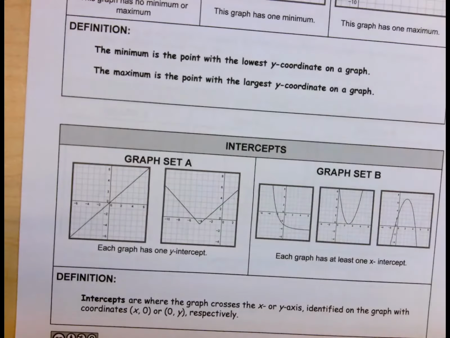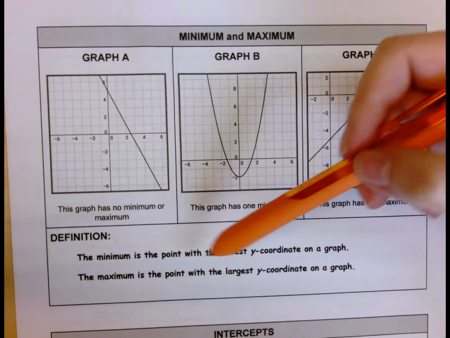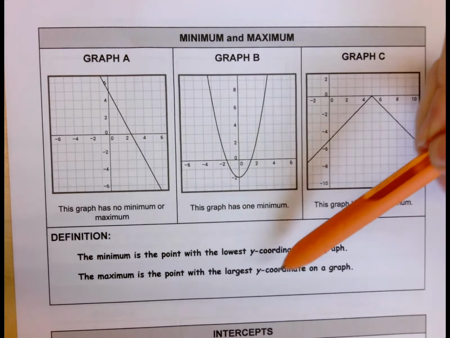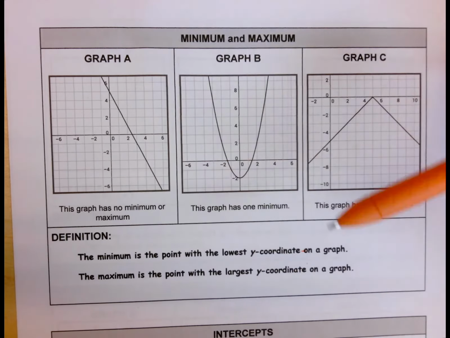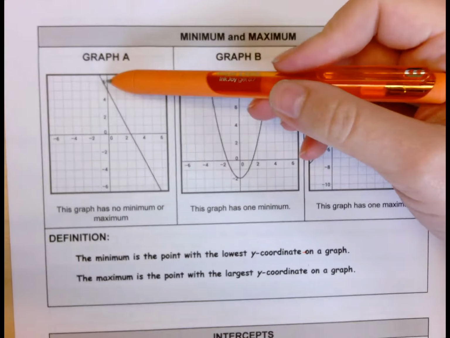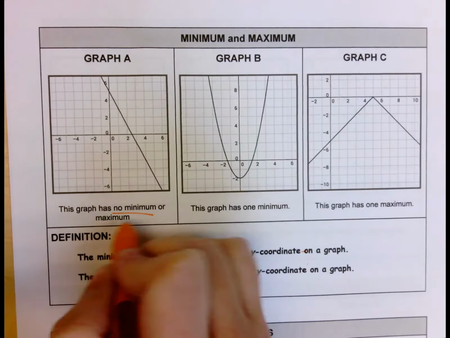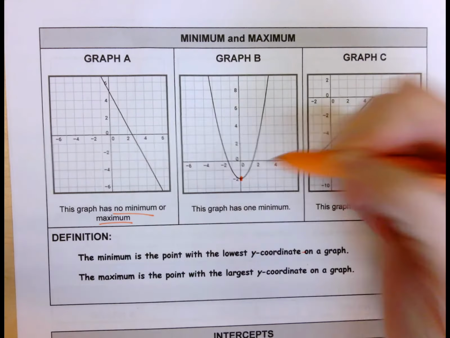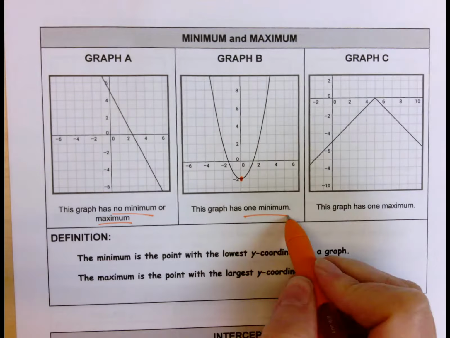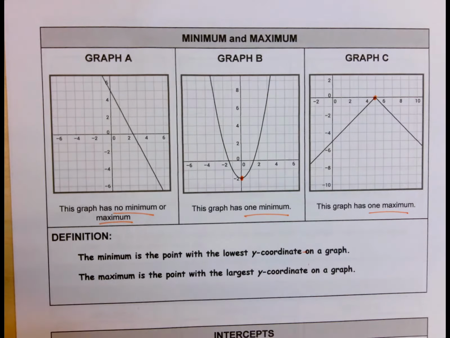Okay, then we talk about minimums and maximums. So minimum and maximum. A minimum point is the lowest y-coordinate on a graph, just like it sounds, and maximum is the largest or the highest y-coordinate on a graph. So if you look here, because this graph keeps going forever, it doesn't have a minimum or a maximum, so no minimum or maximum. This point has one lowest point, and it's a minimum, all right? And this one has one highest point, so it's a maximum. So that's a minimum and a maximum.